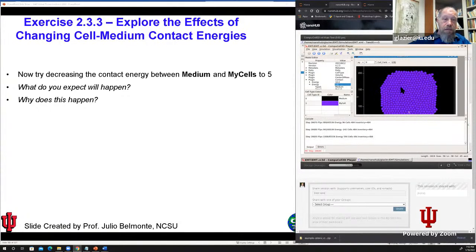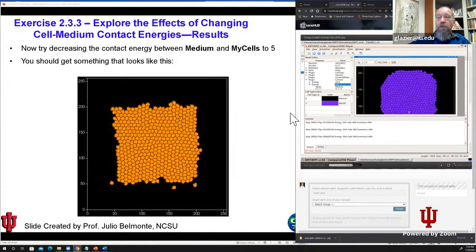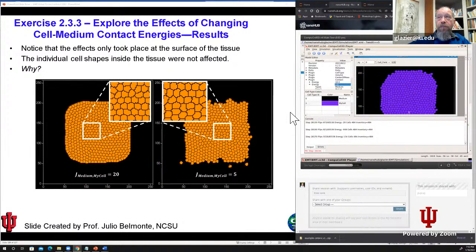Why is that? Remember, positive energy is bad from the point of view of the system. So the cost of the cell medium energy boundary has gone down. So we get something that looks like that. It's only at the surface because it's only where cell and medium are touching each other that it makes a difference.